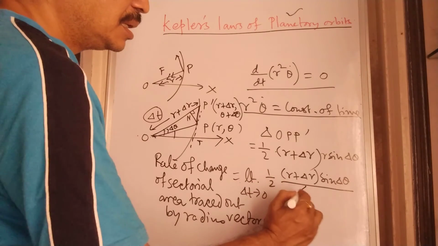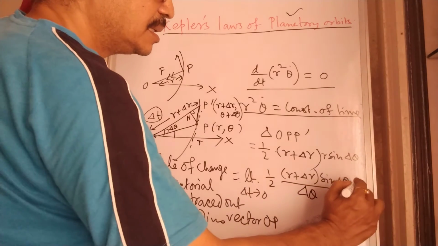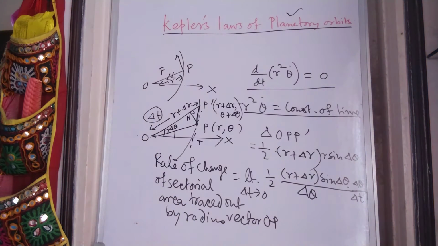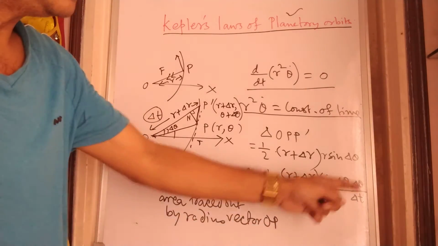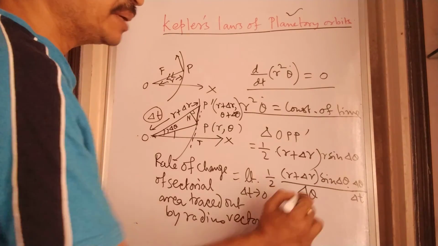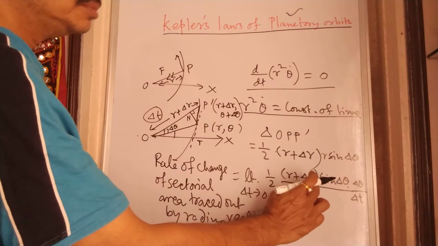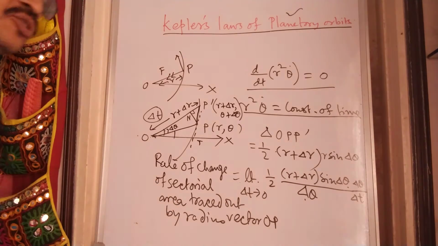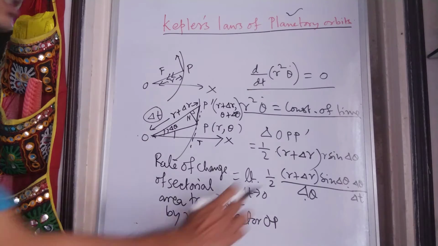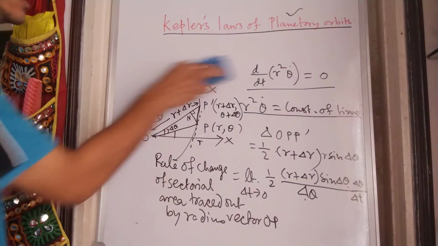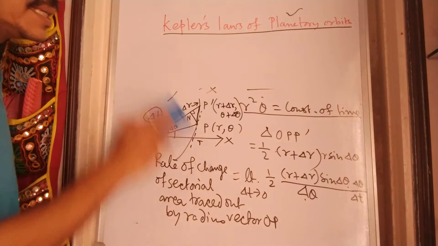And we adjust it by delta theta. We divide by delta theta and multiply with it, so that sine delta theta by delta theta becomes 1 as delta theta tends to 0, and we ignore this delta r into delta theta term in comparison with r into delta theta. Let us take a clearer look at this expression.